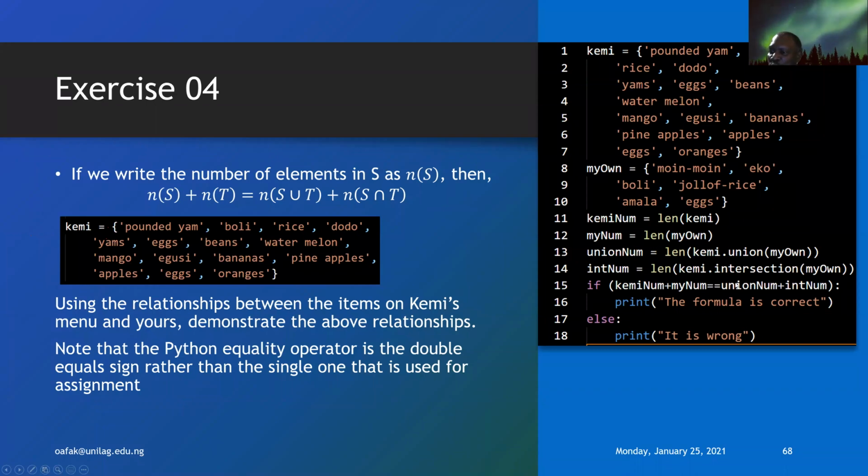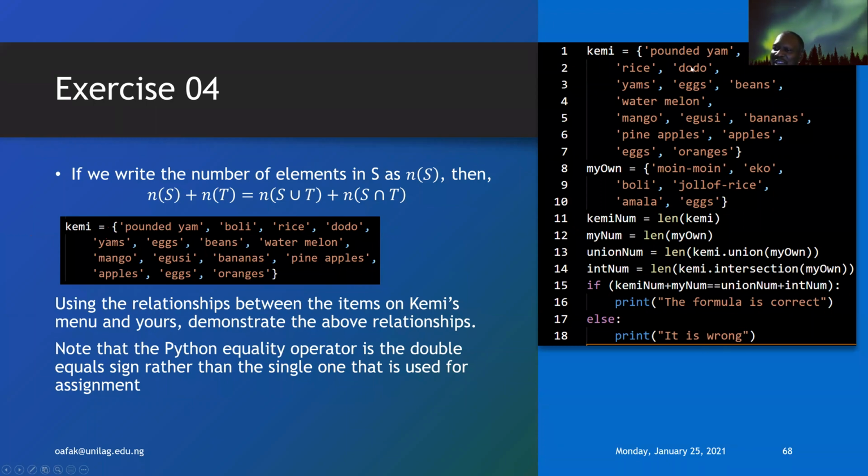You can see that when you want the equality of your regular arithmetic, you must double it. That's the only way Python will recognize it. So if this formula holds, it will say the formula is correct. If not, it will tell you the formula is wrong. And we know the formula is correct. So if it prints that the formula is wrong, then there's something wrong with your code.